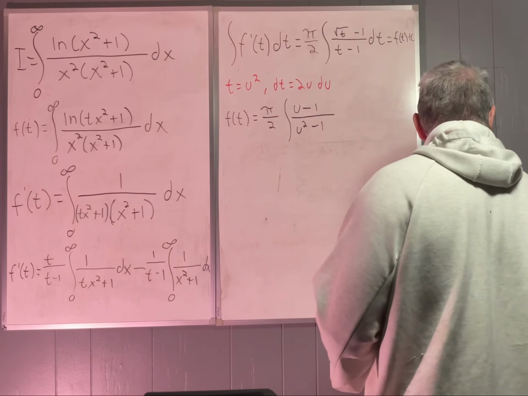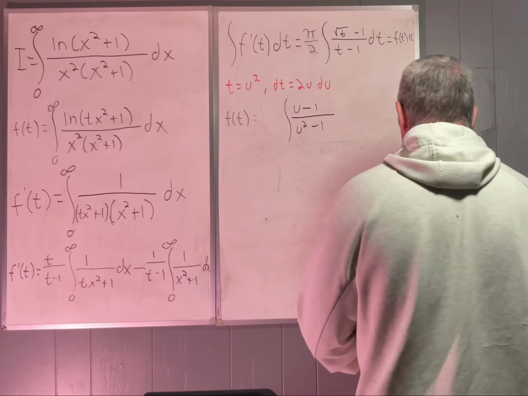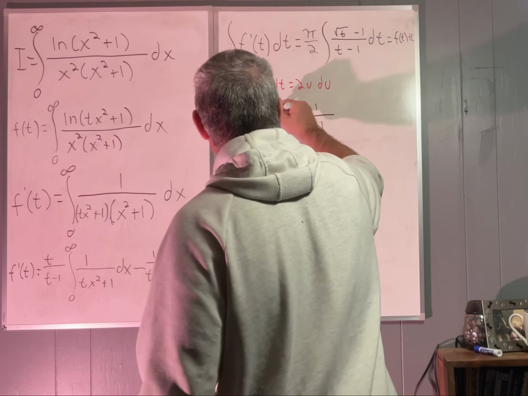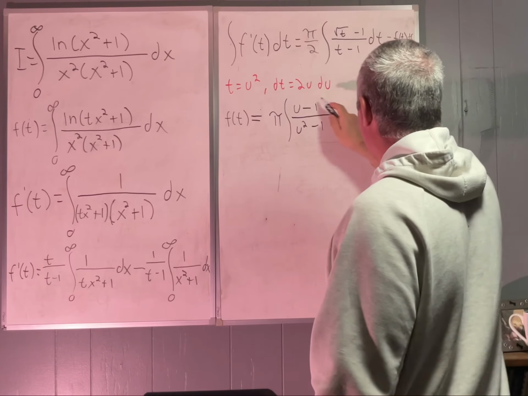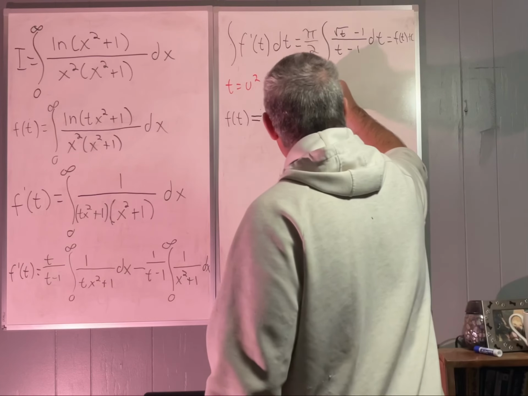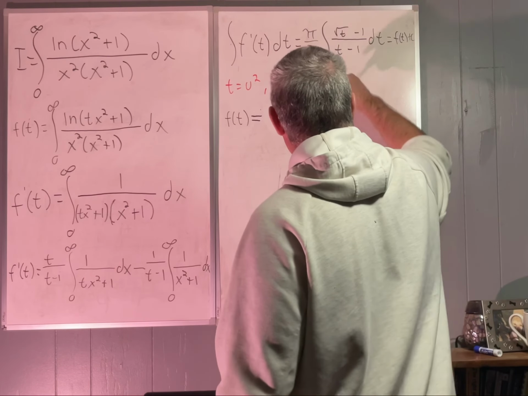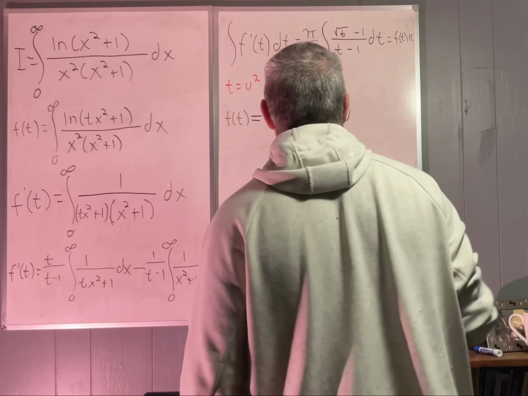We'll use that 2 to cancel this and make it a pi. So we've used the 2, and now all we have to do is distribute the u, which will give us a u squared minus u du. There we go.